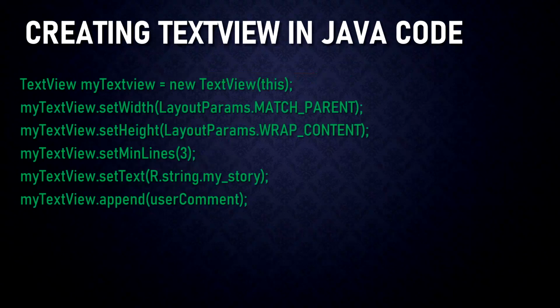You can specify match parent or wrap content, whatever you like, and then you specify the minimum lines of text that you want to appear in your text view, 3 or 4, any dimension you want, the maximum and minimum lines. And you can also set the text the same way using R.string. In our XML, we use @string, right? In XML, to refer to our string value, we use @string.